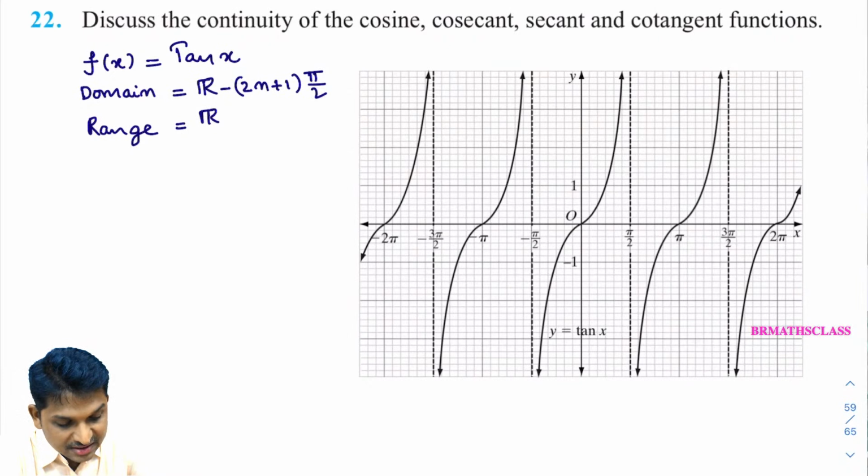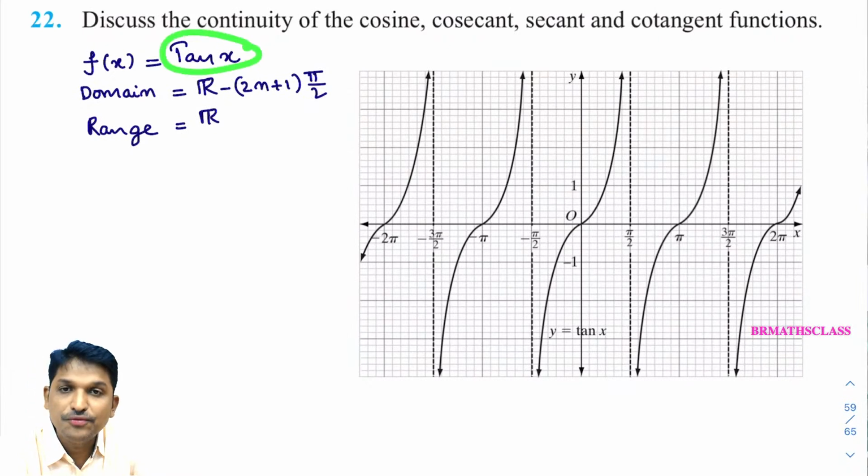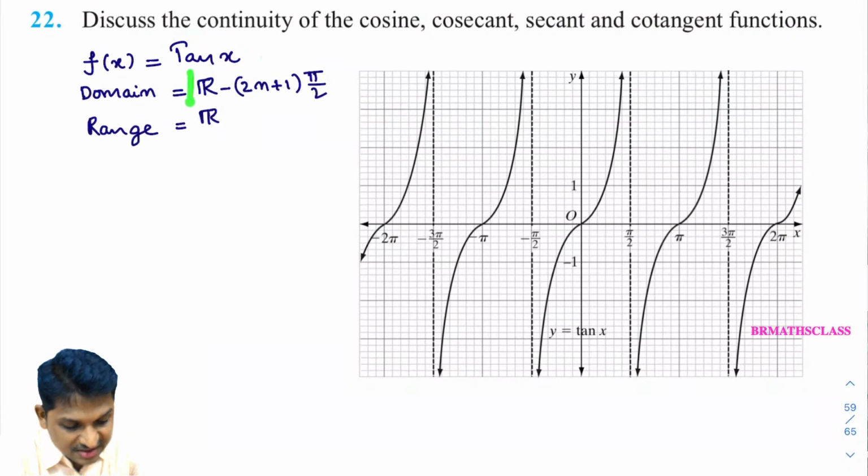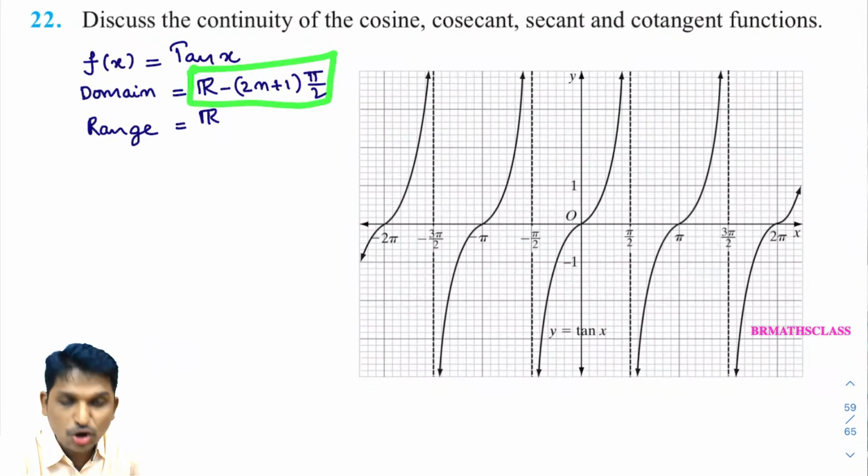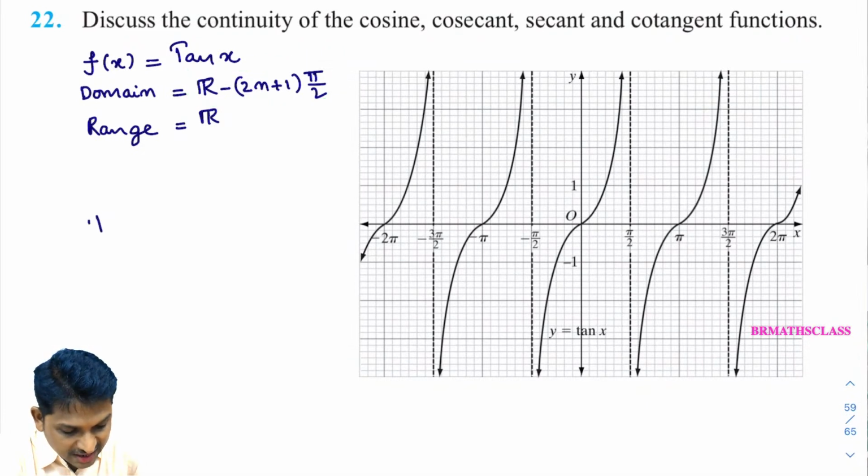I am discussing the continuity of tangent function. Tan x. F of x is tan x. What is the domain of tan x? Here you observe, the domain of tan x is all real numbers except odd multiples of pi by 2. Here I will tell you a few things regarding tan x. Suppose tan x is there. Tan x can be written as sin x divided by cos x.